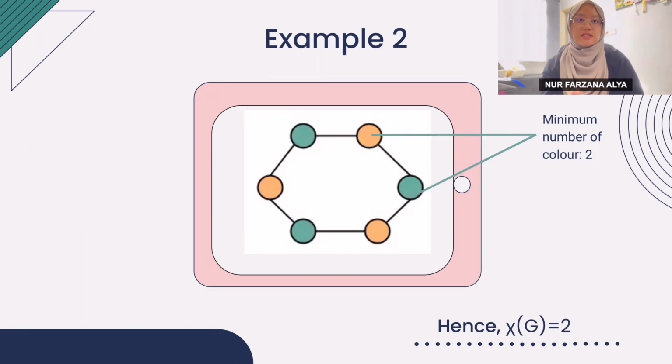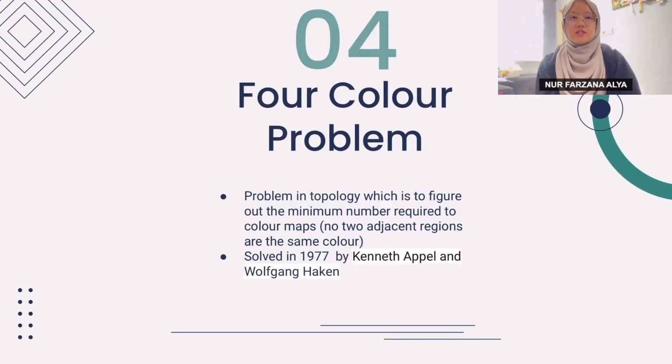Okay, next for the example 2, it is the same as the example 1. We can see that the same color is not used to color two adjacent vertices. And in this graph, we have 2 colors which are orange and green. So the minimum number of color will be 2. Hence, the chromatic number will also be 2. So next, we move on to the 4-color problem.